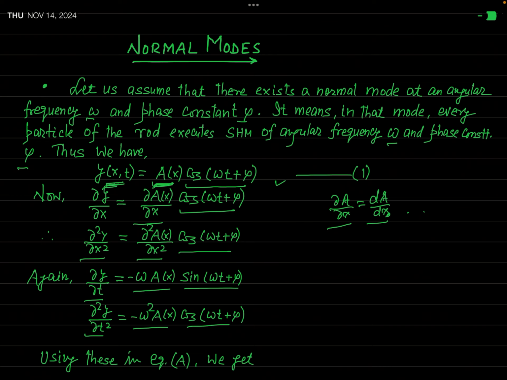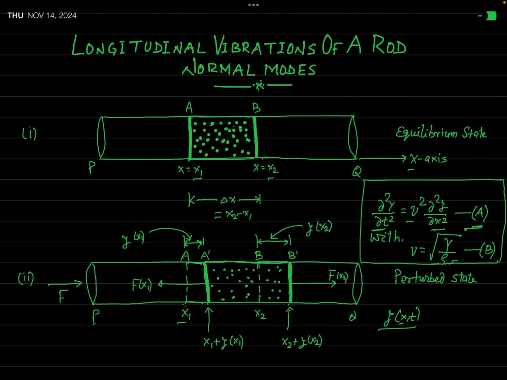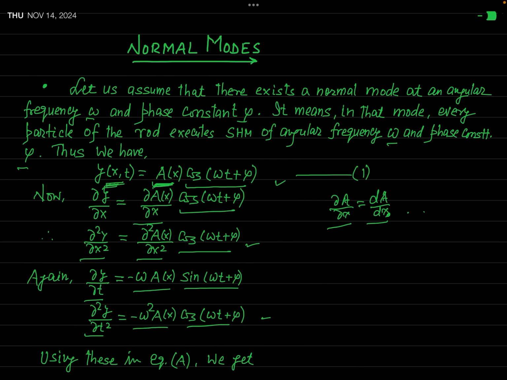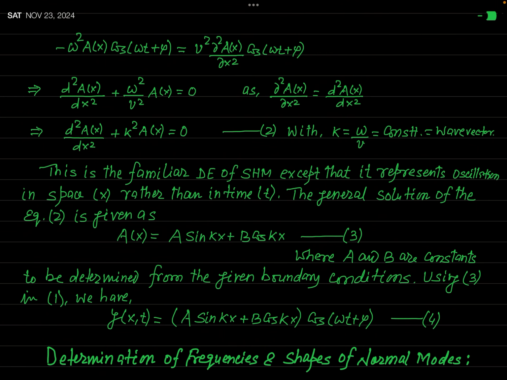Now after obtaining these two partial derivatives, let us substitute these two values in our result A, which, you know, we obtained in the first part of the lecture on longitudinal vibration of a rod. When you substitute these values in equation A, your result will be minus omega square times A of x times cosine of omega t plus phi, equal to v square times del 2A by del x square times cosine of omega t plus phi.